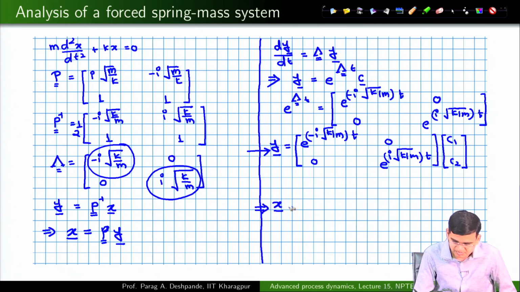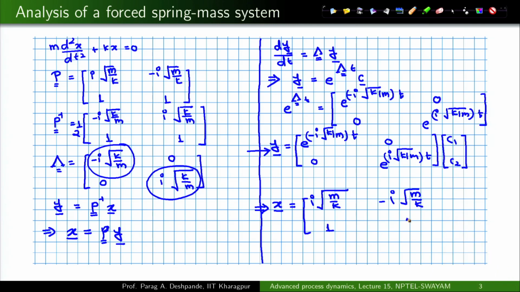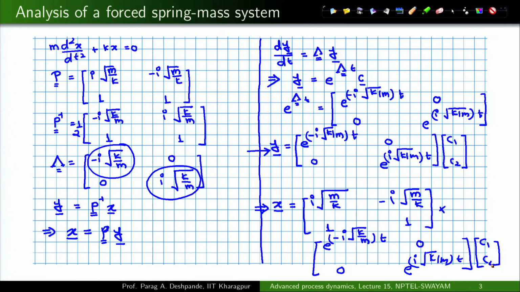Therefore, what I will get here is that x under bar is equal to p, where p is I root over m by k, minus I root over m by k, 1, 1, multiplied by e to the power minus I root over k by m whole multiplied by t, 0, 0, e to the power I root over k by m whole multiplied by t, and the entire quantity multiplied by C 1 C 2. So, now this is the solution that you will get.